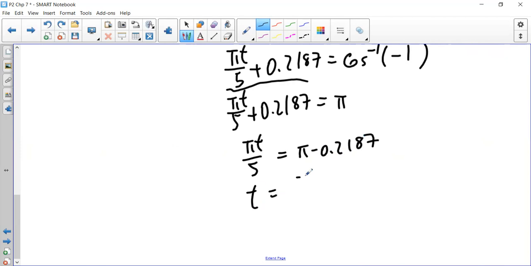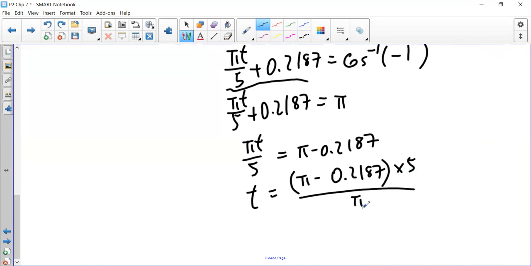We make t the subject in here. So t equals pi minus 0.2187, times by 5 divided by pi. Put it in a calculator, you should get 4.65 minutes. So that's how long it takes to reach the highest point.